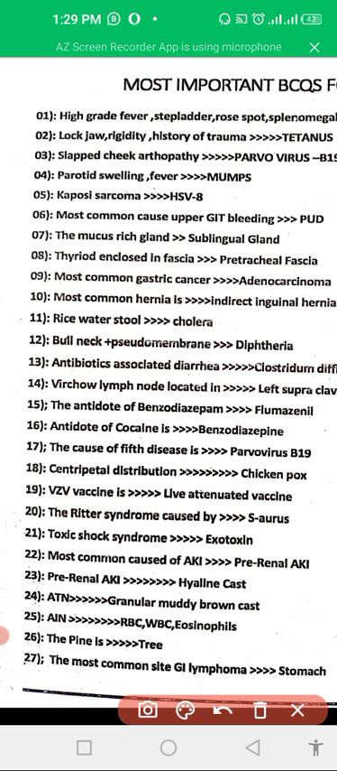और उसके अलावा centripetal distribution is in chickenpox. Varicella zoster vaccine is live attenuated vaccine. Ritter syndrome caused by Staph aureus. उसके अलावा टॉक्सिक शॉक सिंड्रोम caused by exotoxin.